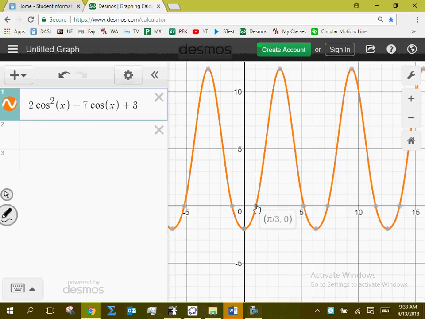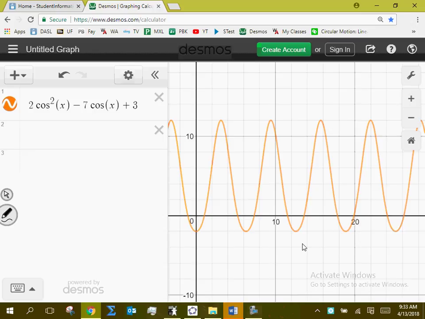Pi over 3, was that one of our answers? 5 pi over 3, is that another one? How do I get 7 pi over 3? Isn't that pi over 3 plus 2 pi? So this was 5 pi over 3. If I add 2 pi to that, it should give me 11 pi over 3. So we're seeing that we are developing all those necessary solutions for that curve.